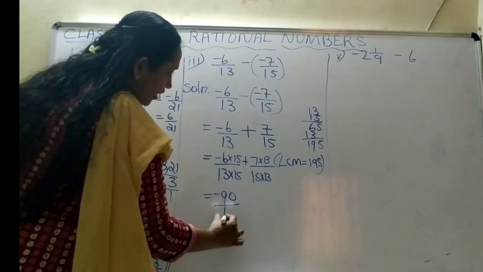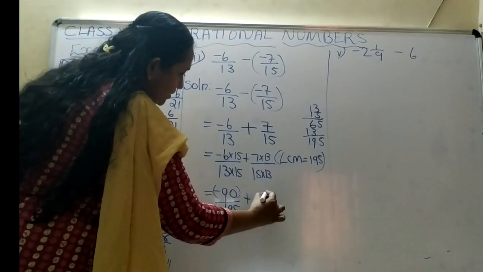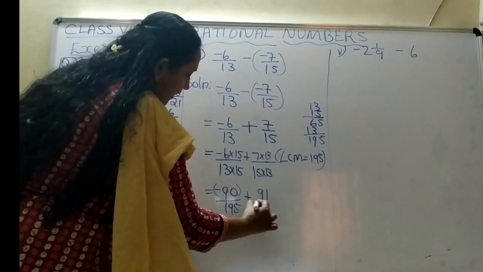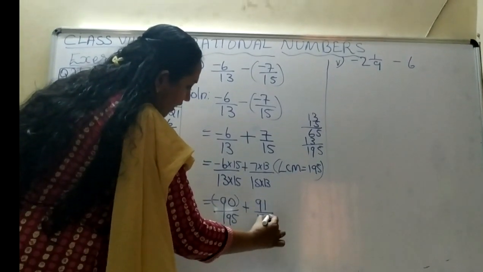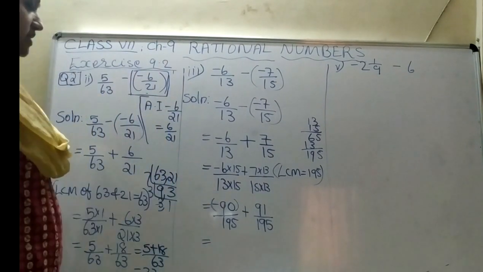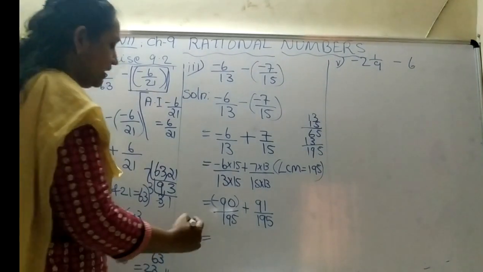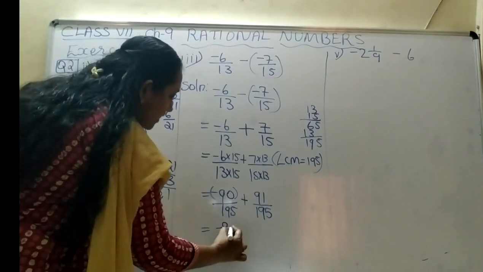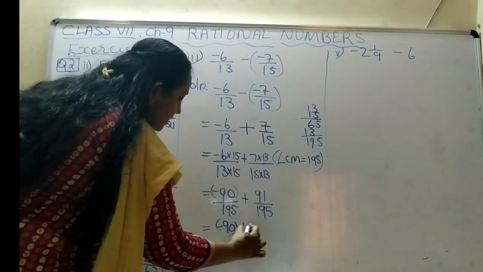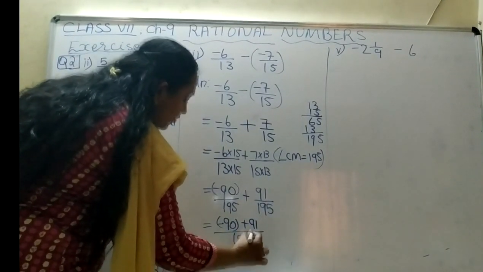Minus 90 upon 195 plus 91 upon 195. In this step, the denominators are same. You can add the numerators and keep the same denominator. So minus 90 plus 91 whole divided by 195.